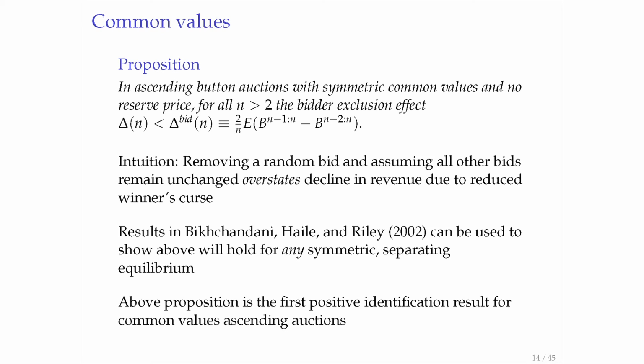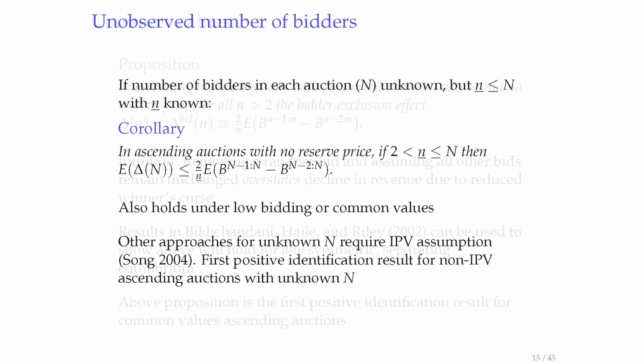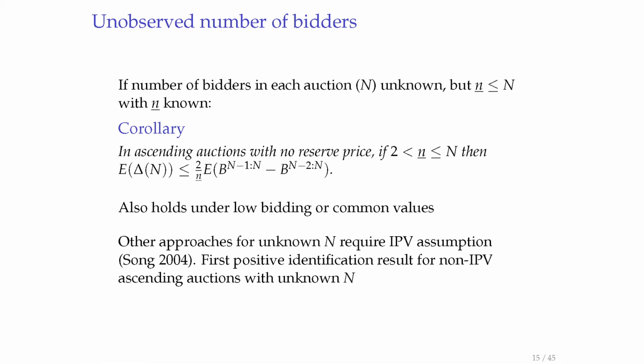It relies on some results from the Bichandani et al. paper, which shows that this is going to apply in any symmetric separating equilibrium. As far as we're aware, it's a very simple argument, but it's the first. There really is nothing on ascending auctions with common values in the empirical literature, of any objects of interest you could identify. So this is one object of interest, and I still have to convince you that it's of interest. But this is one object you can identify in common value ascending auctions: a bound on the bidder exclusion effect.